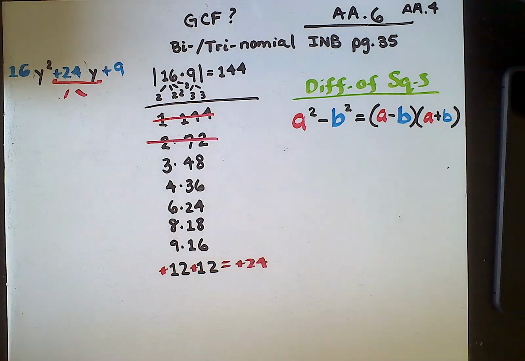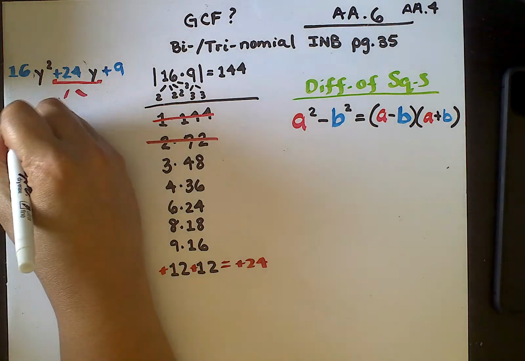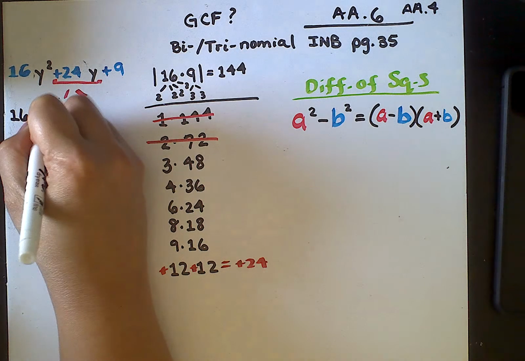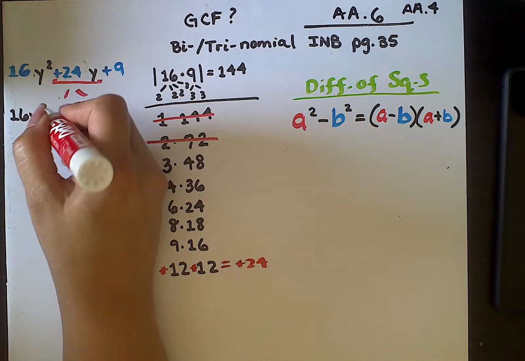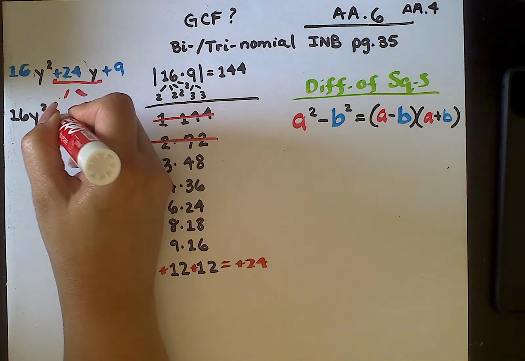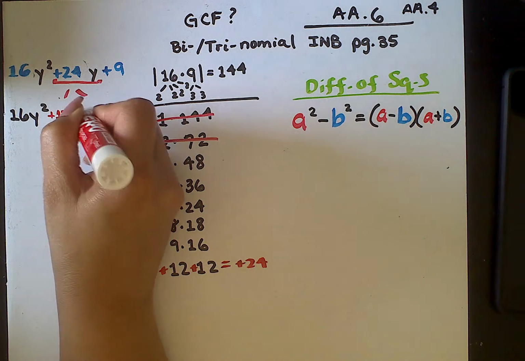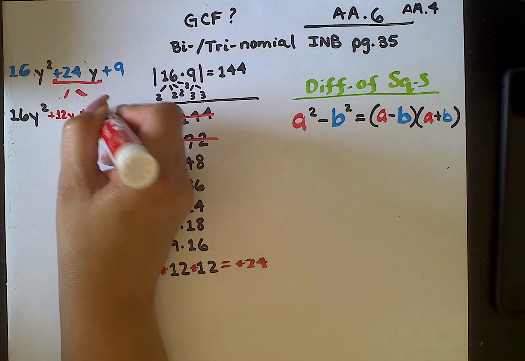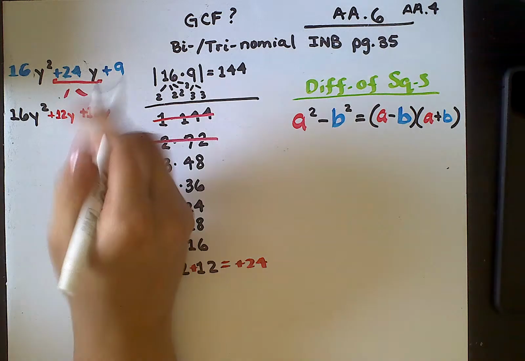So let's go ahead and break that up here. We have 16y squared and then plus 12y and then plus 12y and plus 9.